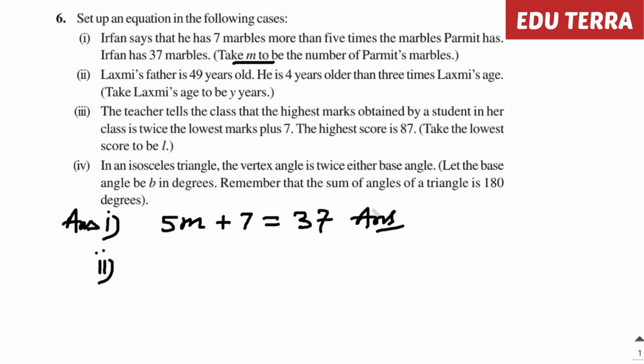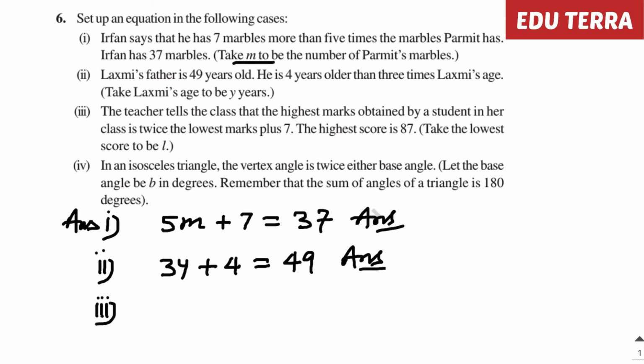Now come on to the second. Lakshmi's father is 49 years old. He is 4 years older than thrice Lakshmi's age. Take Lakshmi's age to be y years. It means Lakshmi is y years old and Lakshmi's father is 49 years old. He is 4 years older than thrice, means 3 times. So 3y, because 3 times Lakshmi's age, plus 4 equals 49. It is the answer for the second.